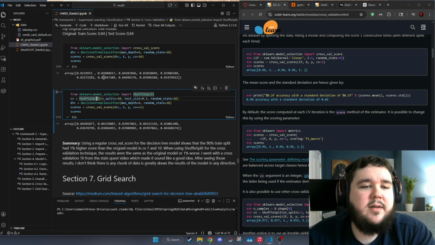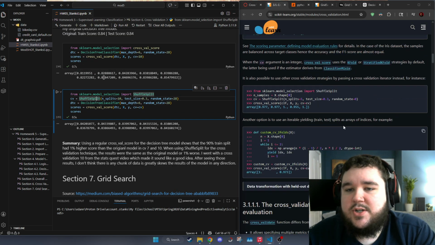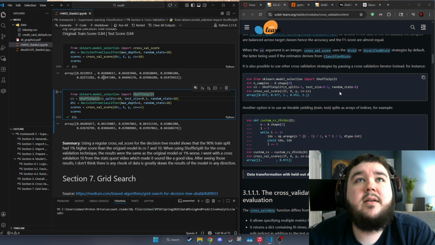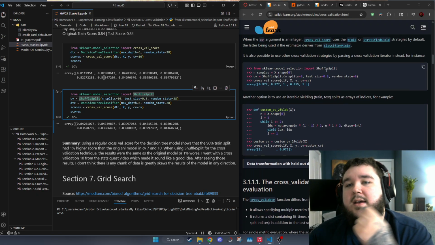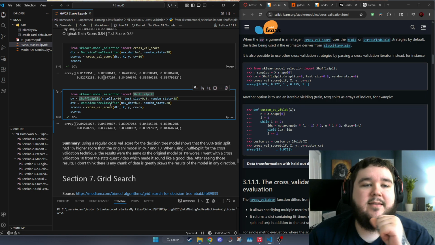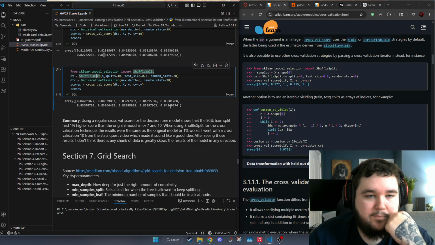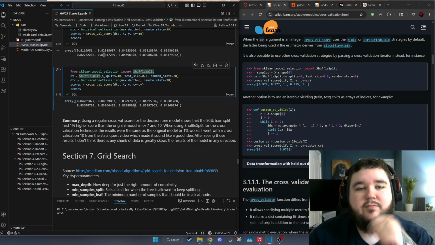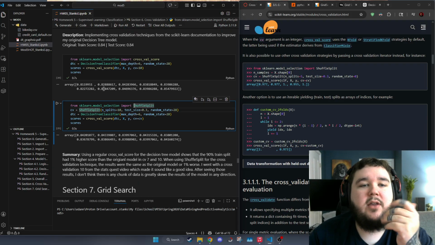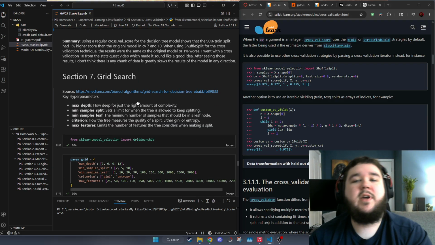Just to further validate that, it mentioned the shuffle split. You can see it right here. The shuffle split did really nothing. It kept the results the same, minus a couple points, very few. So nothing really telling here. So moving on to the GridSearch.